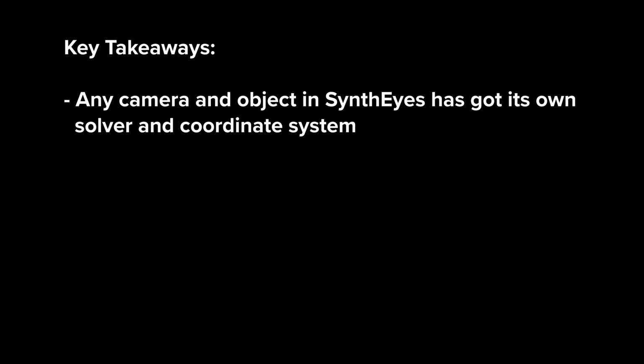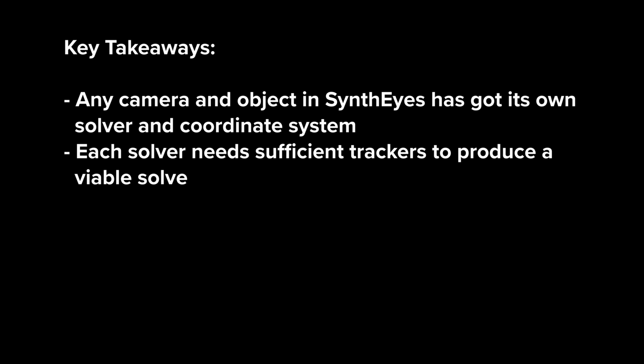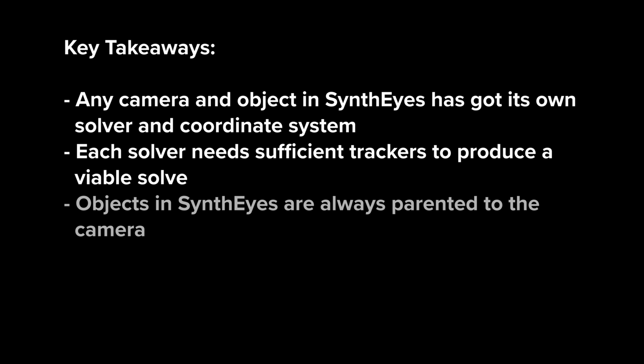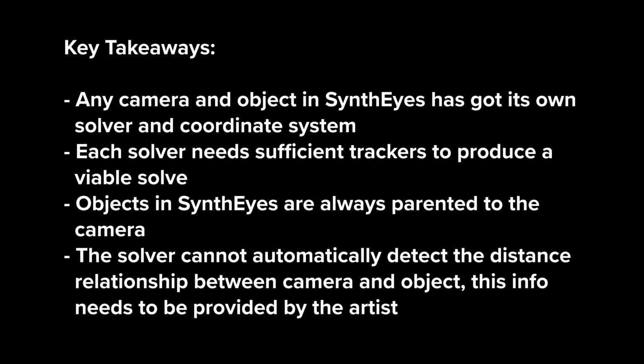Let's recap what we've learned about object tracking. Both the camera and any object in SynthEyes do have their dedicated solvers and coordinate systems. Each of these solvers can be fed by automatic as well as supervised trackers, or a combination of both. The object you solve has got its own dedicated coordinate system, but is still a child of the camera and its coordinate system. The distance relationship between camera and object has to be provided by the artist, either relatively by eyeballing it, or, even better, with on-set measurements to introduce a real-world scale.